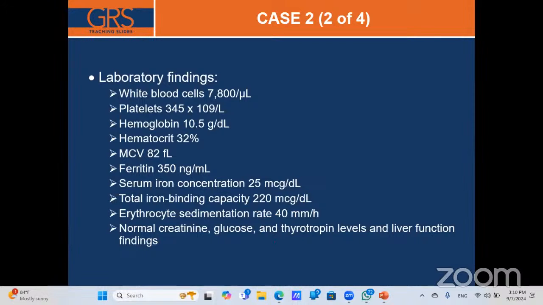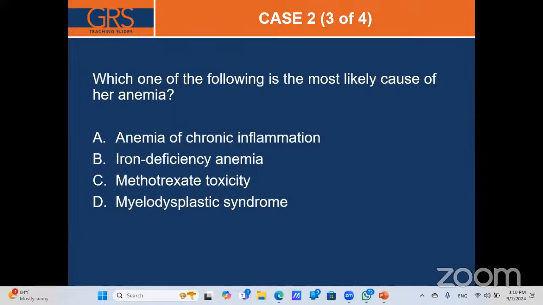Next slide, Dr. Muram. The question is, which one of the following is the most likely cause of her anemia? Anemia of chronic inflammation, or iron deficiency anemia, methotrexate toxicity, myelodysplastic syndrome? Okay, we have A. Okay, thank you so much for your answers.